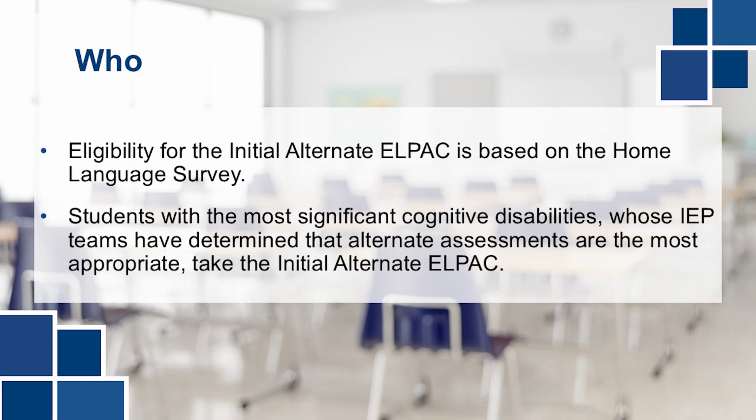The Initial Alternate ELPAC is given to students with the most significant cognitive disabilities whose Individualized Education Program, or IEP, teams have determined that alternate assessments are the most appropriate for these students. Please note that if a student is assigned the alternate assessment in one subject area, they will take the alternate assessment in all subject areas.